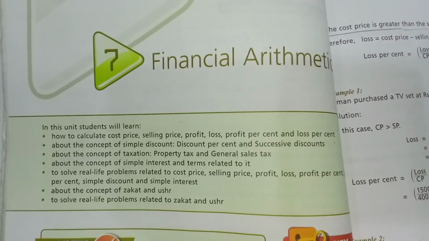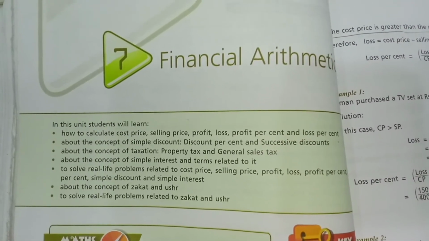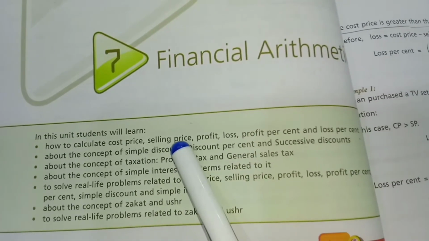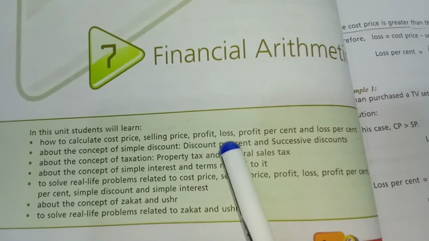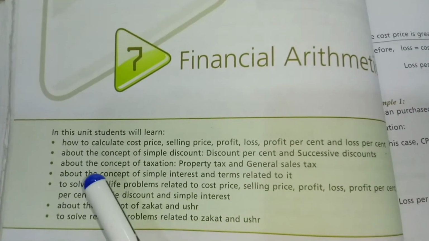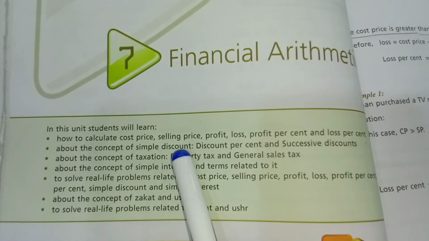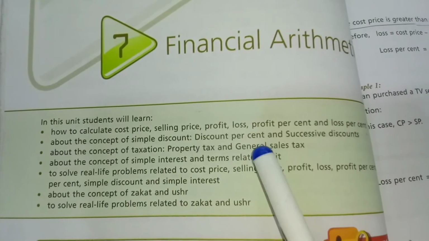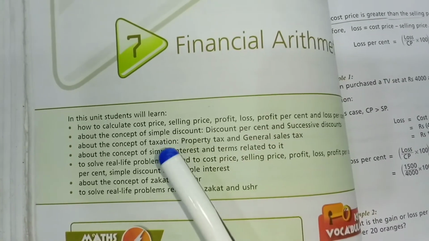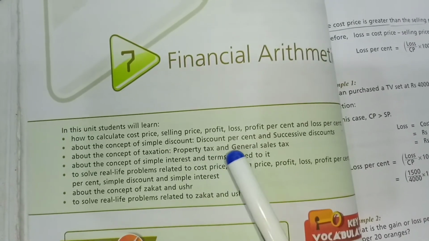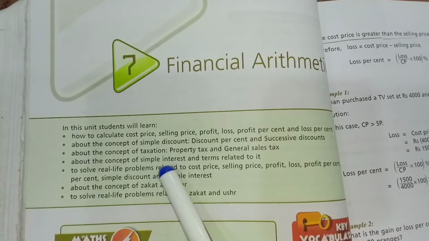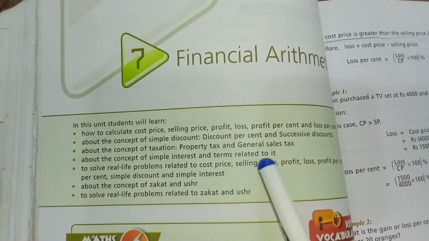So students, in these units you will learn how to calculate cost price, selling price, profit, loss, profit percent and loss percent. About the concept of simple discount, discount percent and successive discounts. Concept of taxation, property tax and general sales tax. The concept of simple interest and terms related to it.